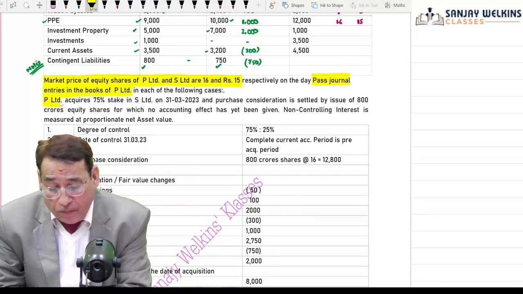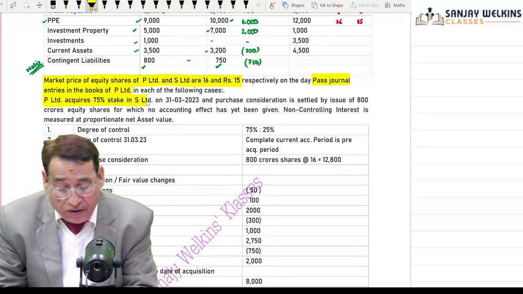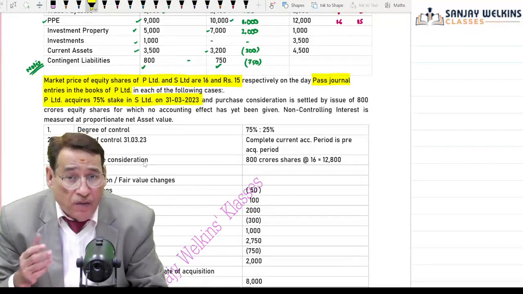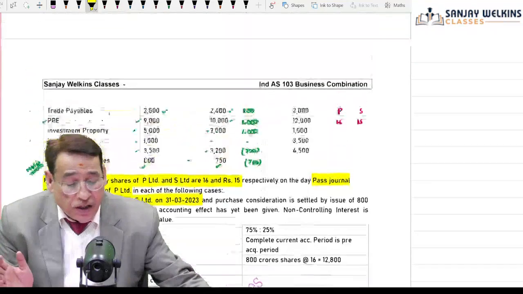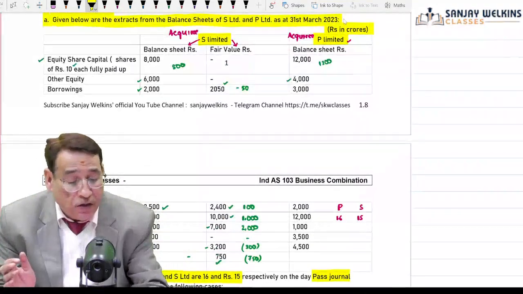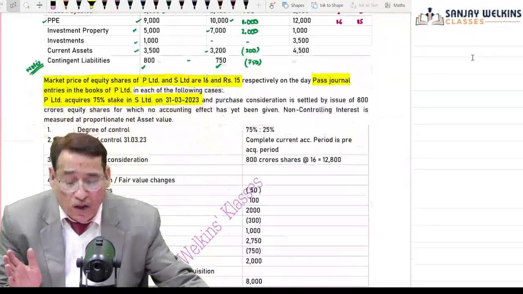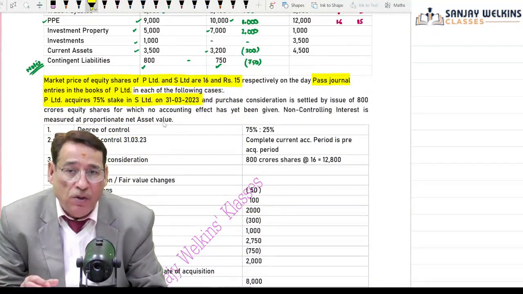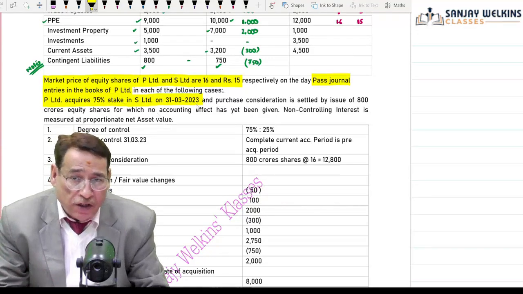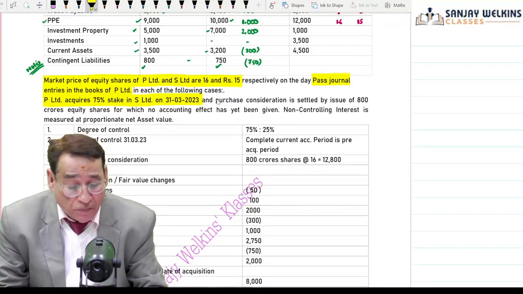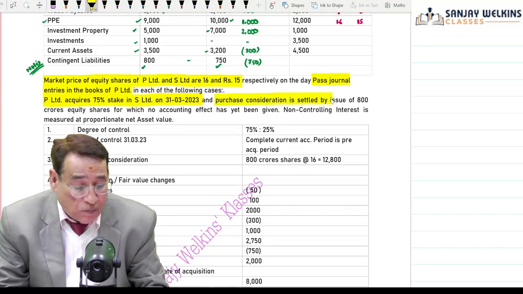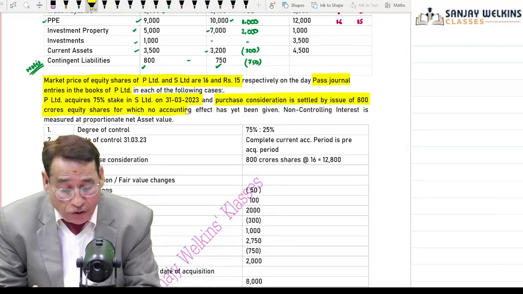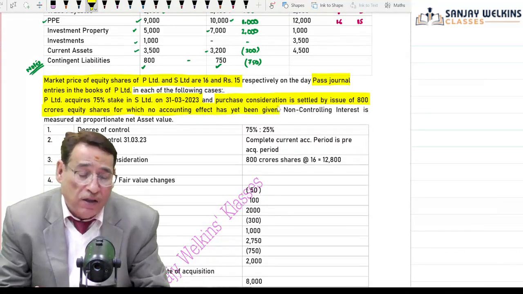Further, it is given that P Limited acquired 75% stake in S Limited on 31st March 2023. P Limited's balance sheet date is also given as 31st March 2023. So on the balance sheet date, P Limited is acquiring control by acquiring a 75% stake in the other entity, and the purchase consideration is settled by issue of 800 crore equity shares, for which no accounting effect has been given.